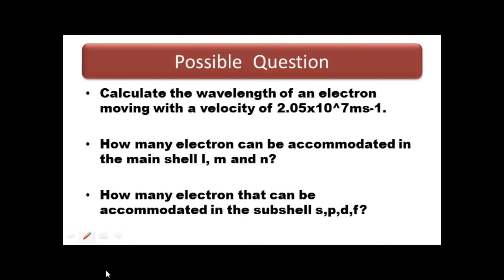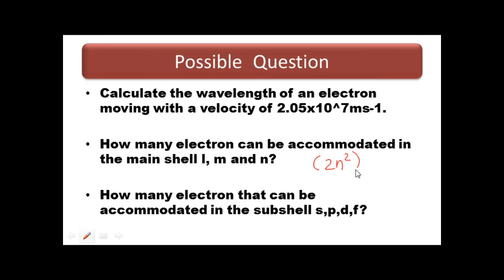The next one is, what are the possible questions in the session? So you have to do it. Calculate the wavelength of an electron moving with a velocity of 2.05 into 10 power 7 meter second inverse. The next question, how many electrons can be accommodated in the main shell L, M and N? So I'll give the formula. It's the 2n squared formula.